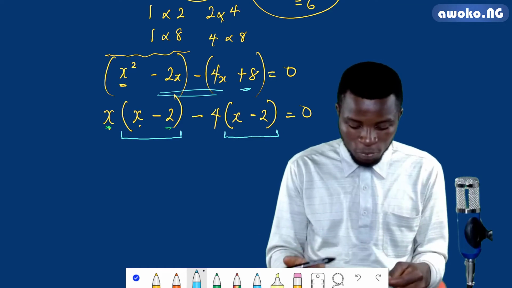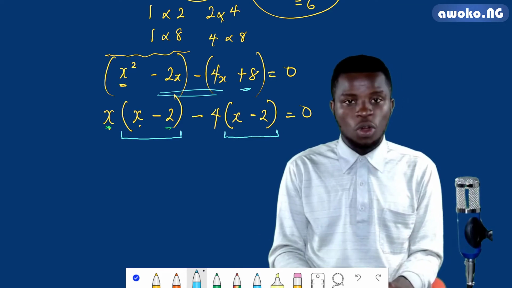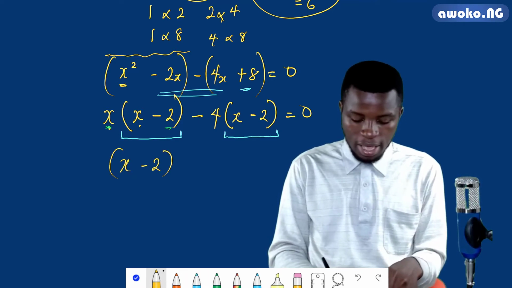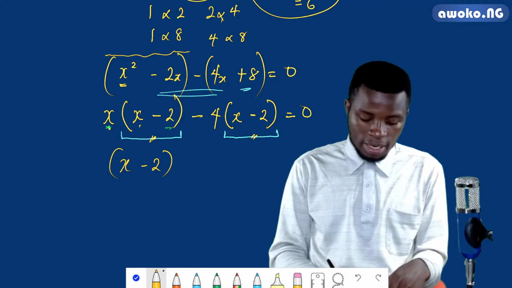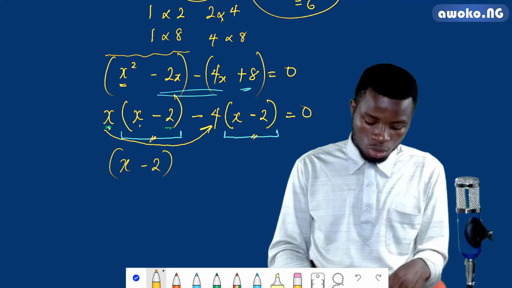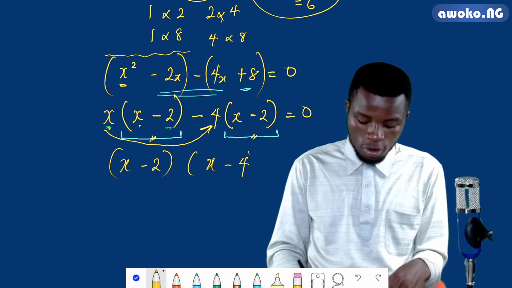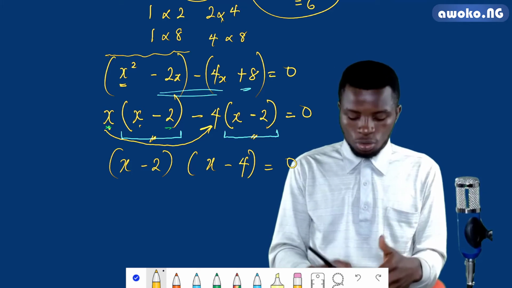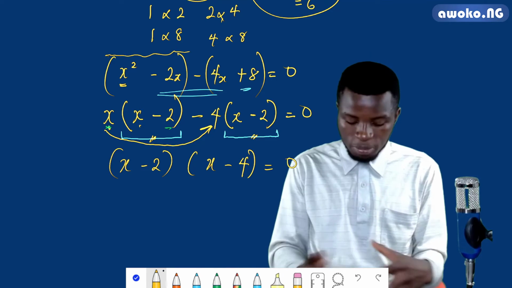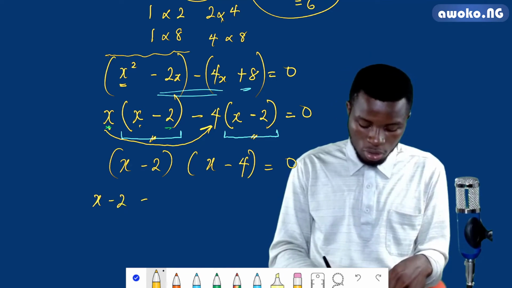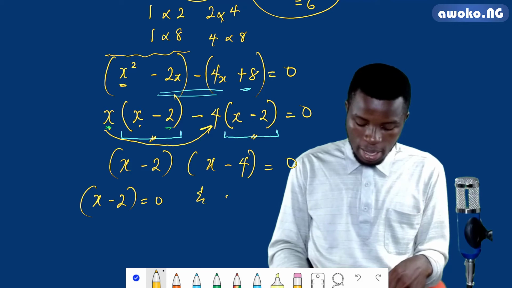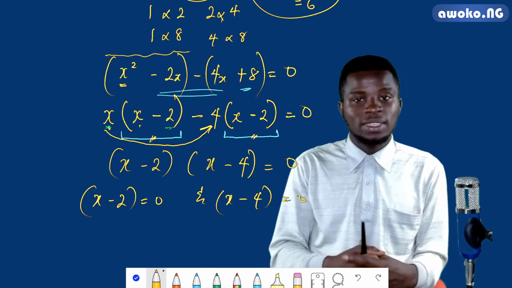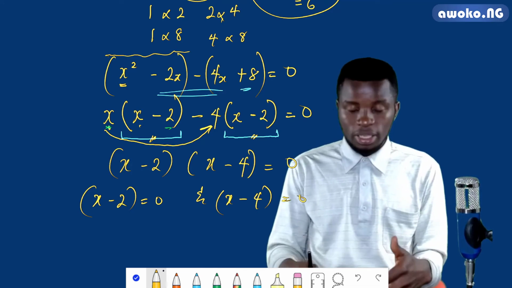Is that understood? So, having said that, we have to pick one of them. x minus 2 is over here. Since they have the same value, we pick one of them and pick these two. So this is x minus 4 equal to 0. Because x minus 2 times x minus 4 equal to 0, we can split it to be x minus 2 equal to 0 and x minus 4 equal to 0, which is still the same thing as what I said in the introductory part of this lesson.